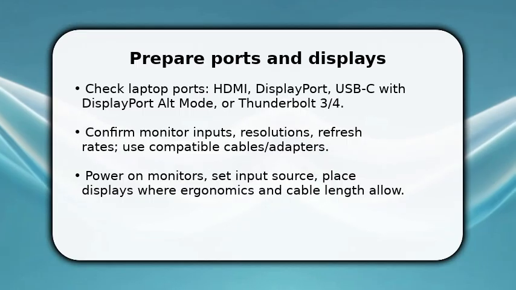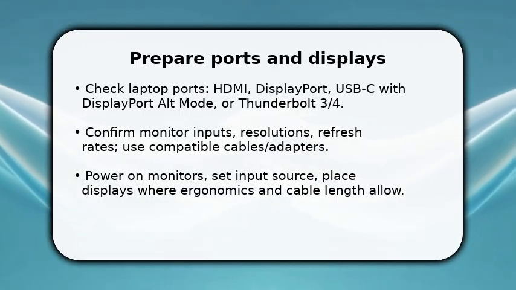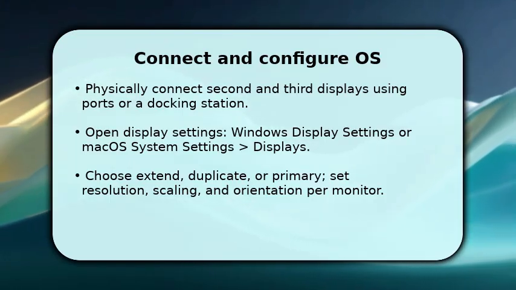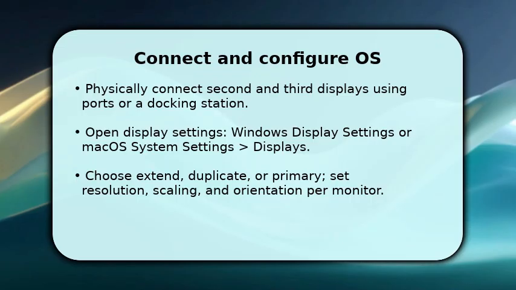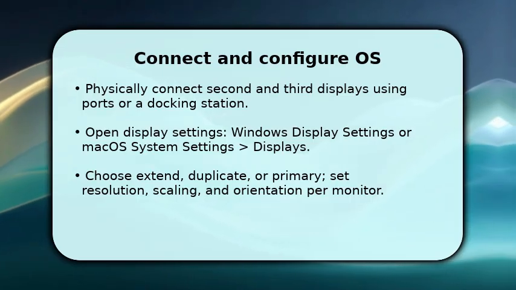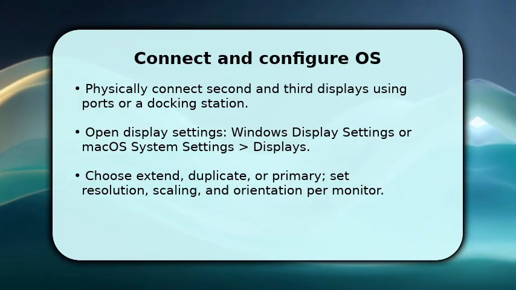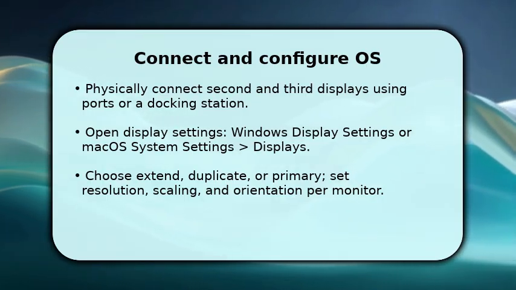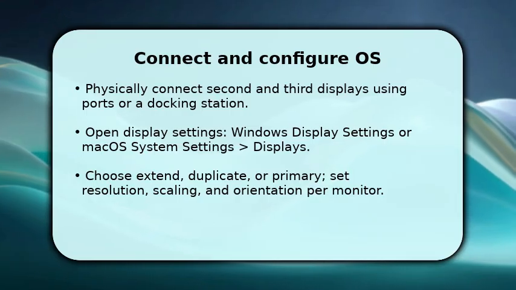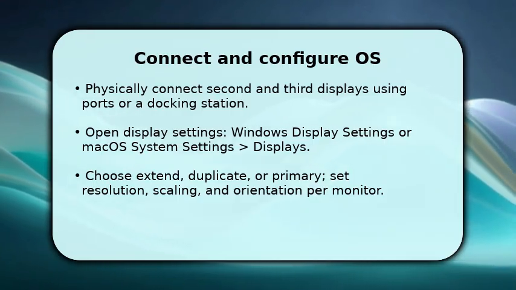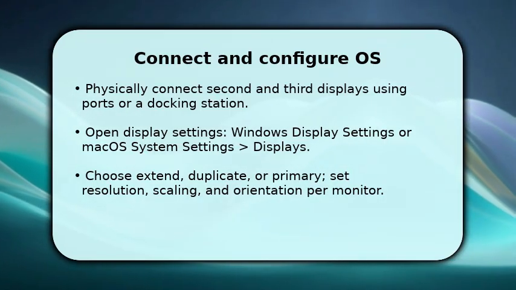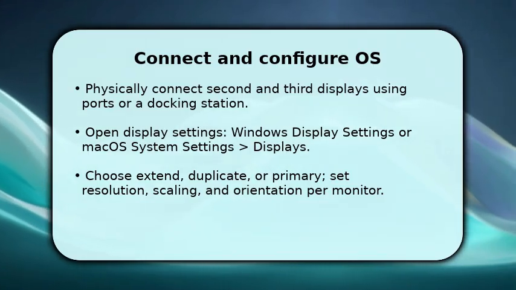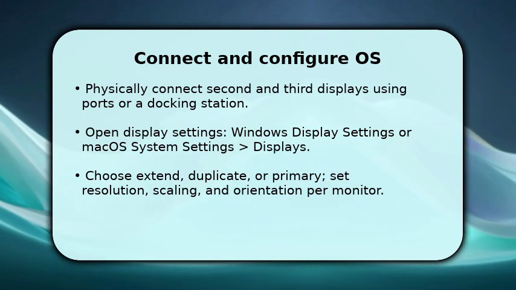You now connect each monitor one at a time and let the operating system detect them. This helps isolate connection issues. On Windows, open Display Settings and click Identify to map numbers to screens. On macOS, open Displays and Use Arrangement. Once detected, choose Extend to expand your workspace, set the primary display, and adjust resolution and scaling so text and UI elements match across monitors. Make sure refresh rates are consistent for smoother cursor movement.